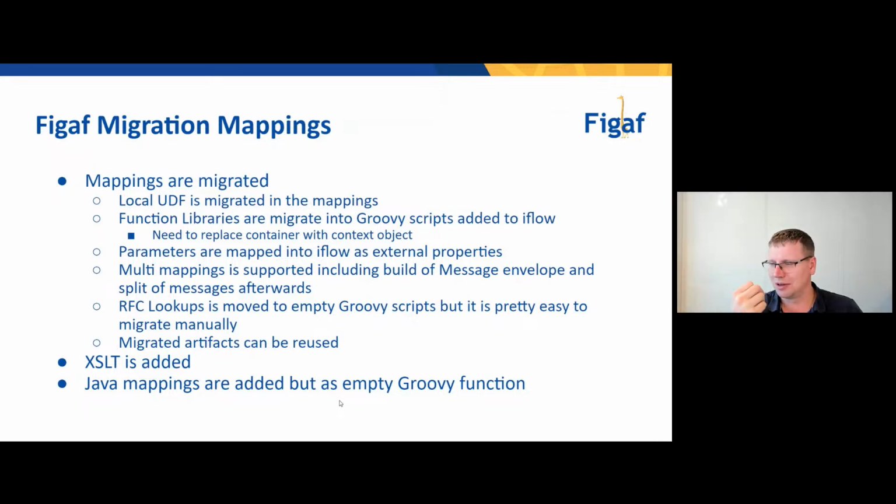Parameters are mapped into it. Multi-mapping is supported, or built envelopes. We have RFC lookup, so if you have a message mapping with an RFC lookup, it will create a framework for you, so you can, with a bit of Groovy code, create the same RFC lookup and thereby have the same flow. Once you have done these a couple of times, it's pretty easy to create these RFC lookups. We add the XSLT, and Java mappings are just empty Groovy scripts.